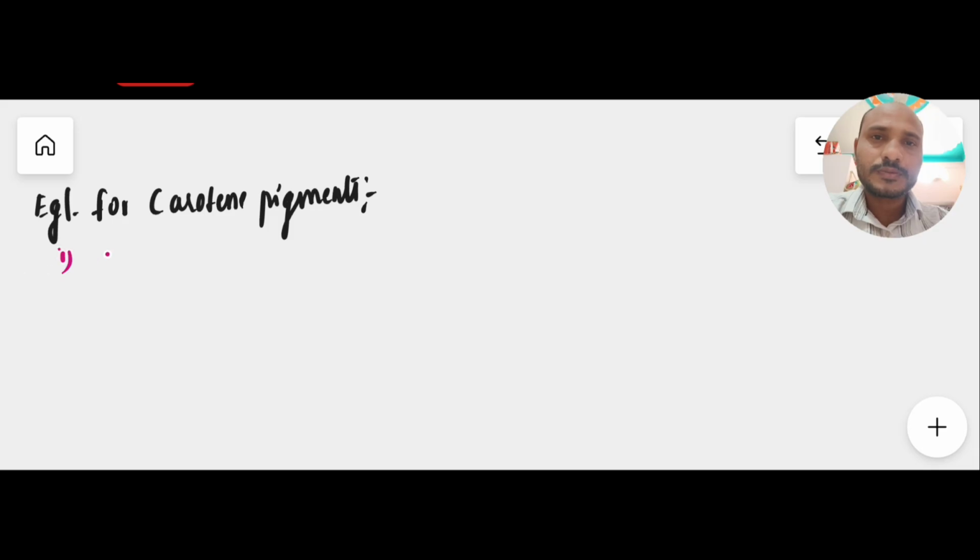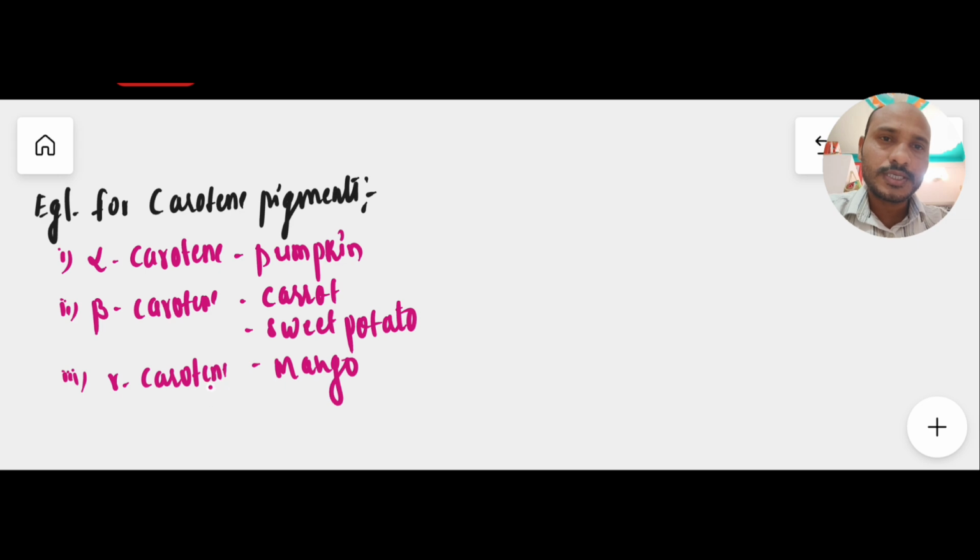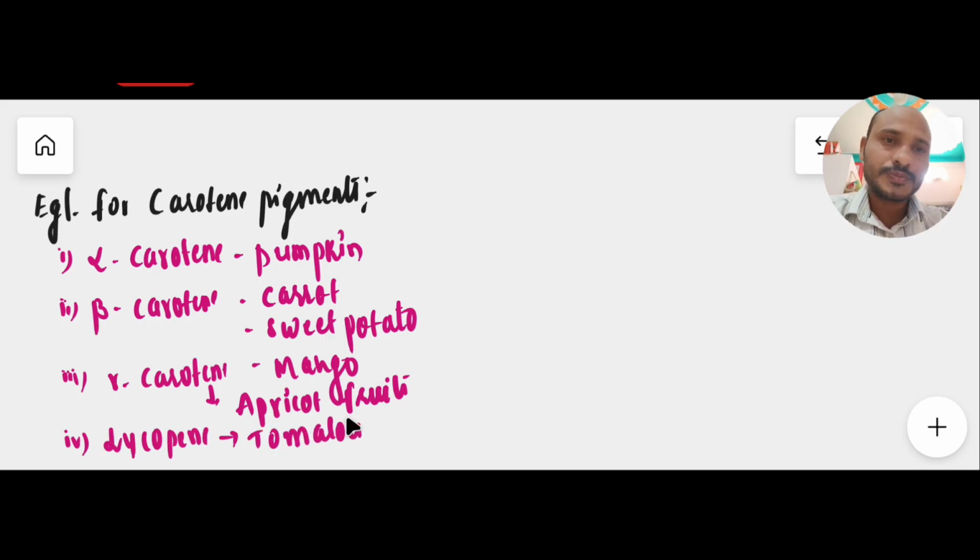The first example is alpha carotene. This alpha carotene pigment is generally present in pumpkin. Then beta carotene, which is found in carrot and also sweet potato and also mango. Coming to the third one, gamma carotene, found in apricot fruit. And the last and most important carotene pigment, that is lycopene, which is generally found in tomatoes. Not only tomatoes, it is also found in watermelon. So likewise there are various types of carotene pigments.